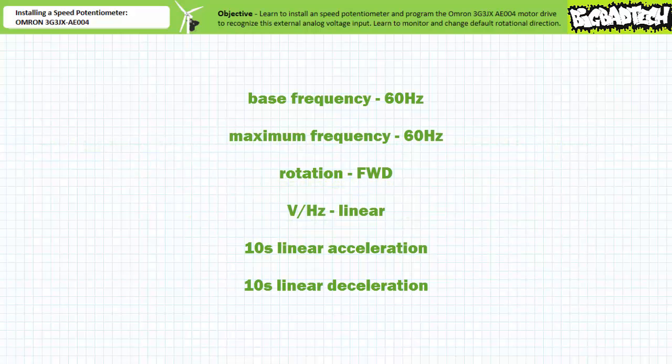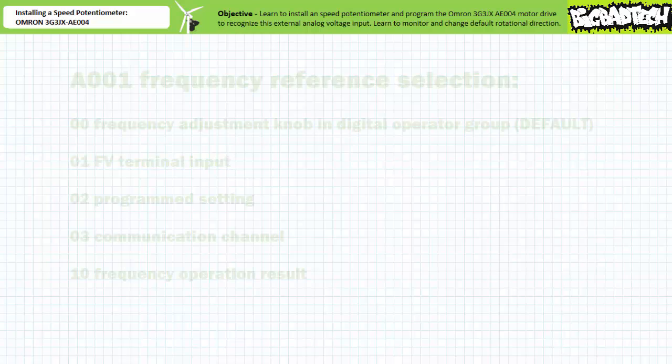This start state establishes a 60 Hz base frequency, a 60 Hz maximum frequency, forward default rotation, a linear volts per hertz ratio, a 10-second linear acceleration time, and a 10-second linear deceleration time, among other properties. This motor drive is now ready for today's activities. Now, we need to program the motor drive to recognize and respond to the external speed potentiometer analog voltage input.